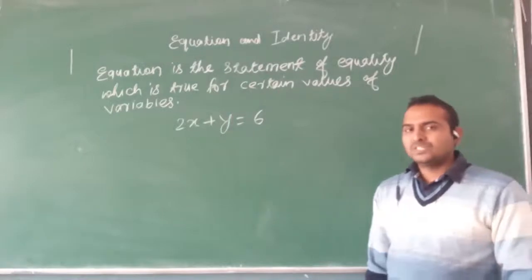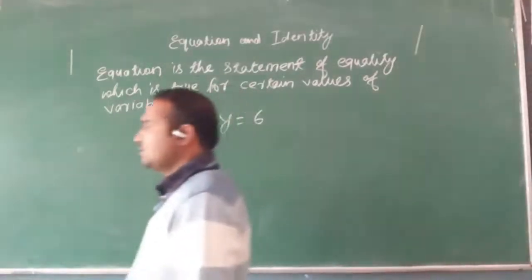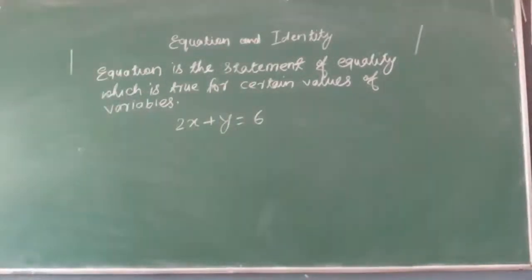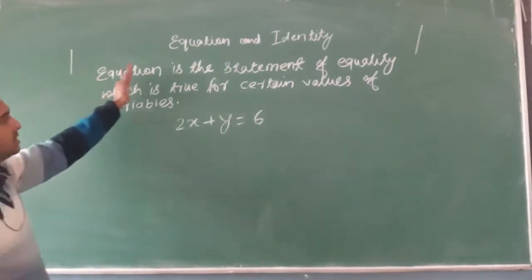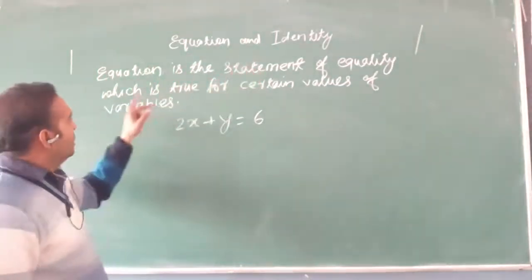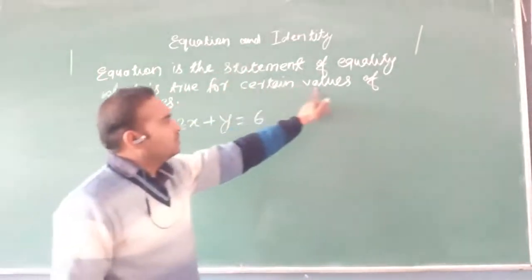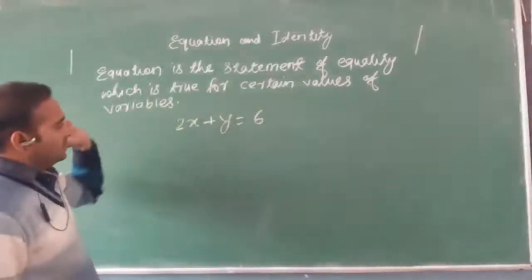The topic that I am going to discuss is the difference between equation and identity. What is the difference between equation and identity? That I am going to explain today. Simply, an equation is a statement of equality which is true for certain values of variables.